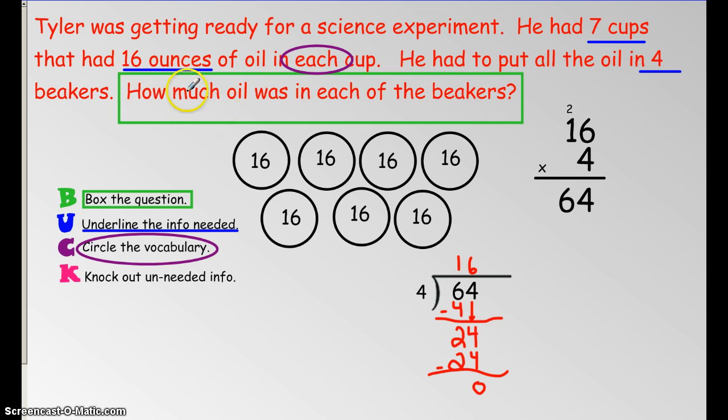So how much oil was in each of the beakers? There were 16. Ooh, that was a bad 6. 16 ounces in each beaker.